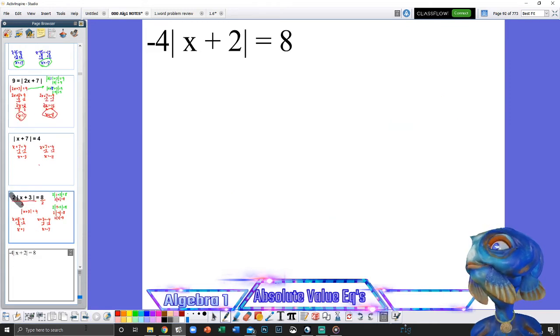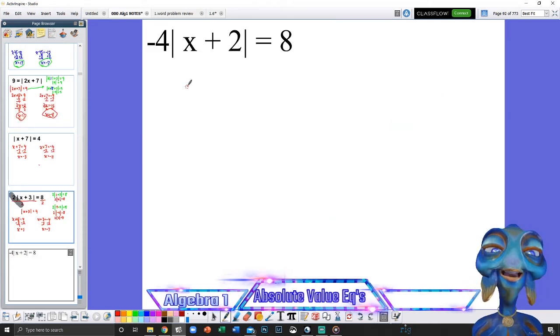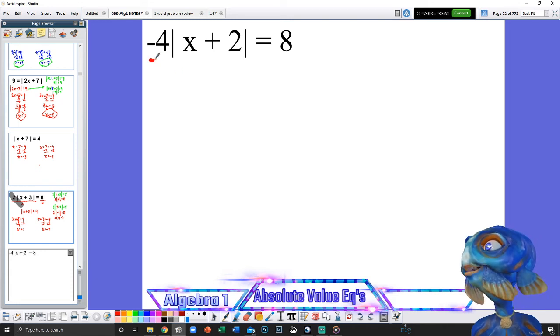Alright. Now, this one. Let's go ahead and divide both sides by that negative 4.